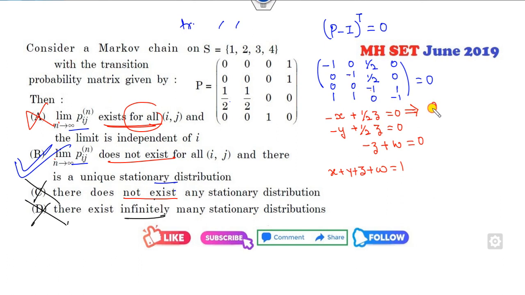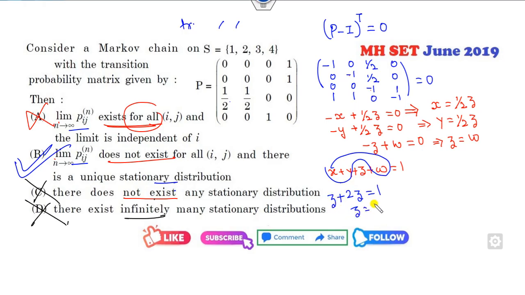So from here you can see x is half of z, y is half of z. From here z is w. So clearly, if I substitute into x plus y plus z plus w, it will be 2z is equal to 1 plus 1, okay, of z. So z will be 1 over 3. Once z is 1 by 3, you will get all of it as a unique distribution function. So yes, it's a unique distribution function.